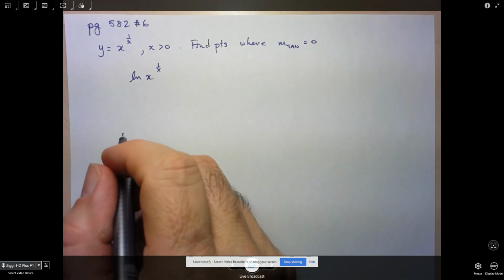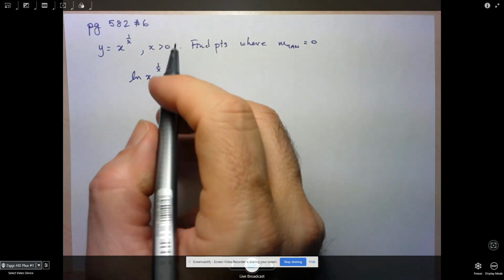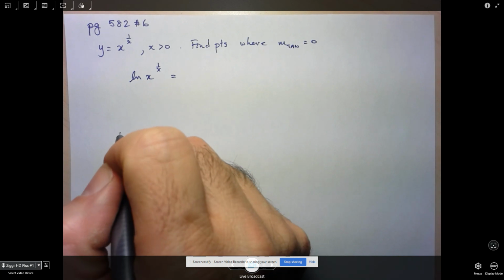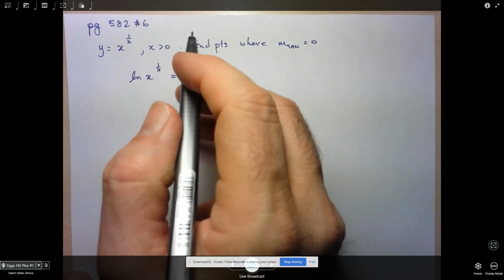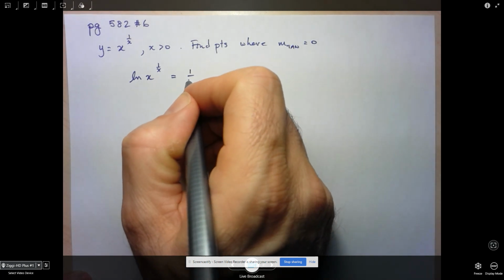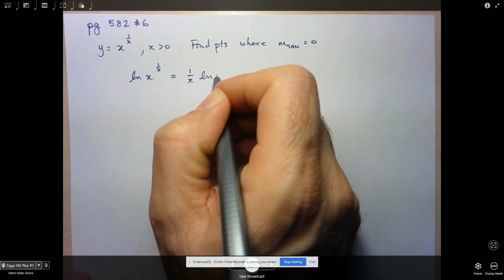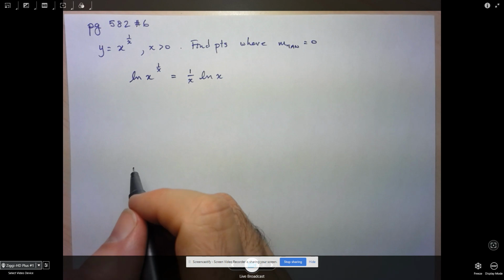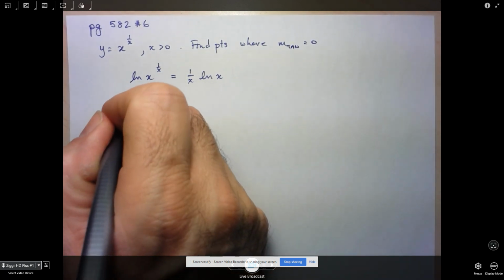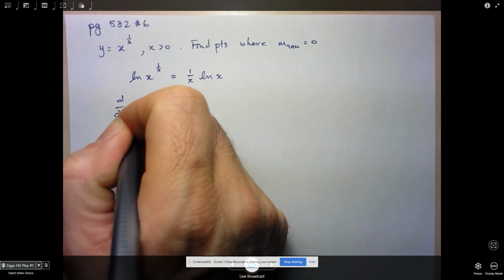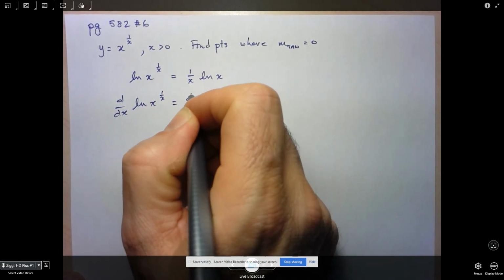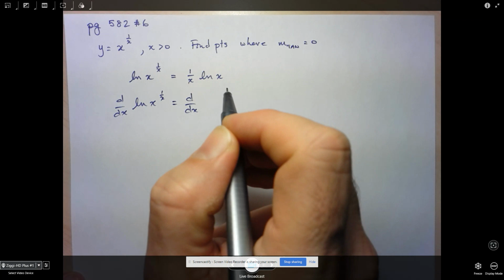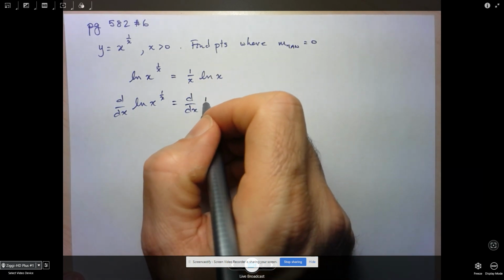Now, why this is useful is because we can rewrite this using the ski-slope rule by bringing the 1 over x in front, turning it into a product. So 1 over x times ln x. And we're going to take the derivative of both sides of this equation. This will also give us an opportunity to review why logarithmic differentiation is useful.